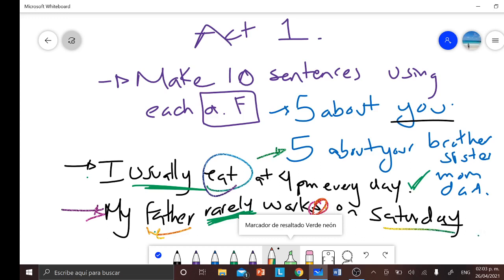¿Ok? Entonces, they're gonna be 10 in total, van a ser 10 en total, ya les di un ejemplo de cada uno, pero van a ser 5 about you, 5 acerca de ti, and 5 about your brother, sister, or mom, or father, ¿ok? You can use any verbs that you want, pueden utilizar cualquier verbo que ustedes quieran, y van a ser 10 in total, ¿ok?